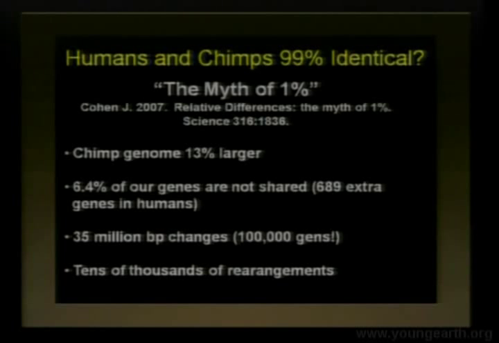Okay, so you've heard that humans and chimpanzees are 99% identical. True? How many people have heard that humans and chimpanzees are 99% identical? Okay. I want to say right now, it's a myth. And I use the word myth because it's been printed in an evolutionary journal. In fact, Science Magazine, top science journal in the world. Now, in 2007, this paper is published called Relative Differences, the Myth of 1%. The author of that paper says that they've known for decades that humans and chimpanzees are much more different than 1%. But the term was convenient.